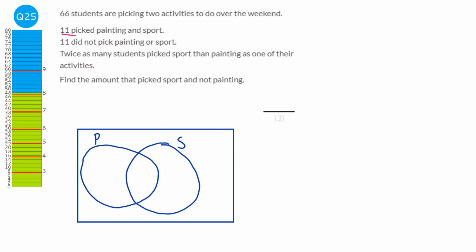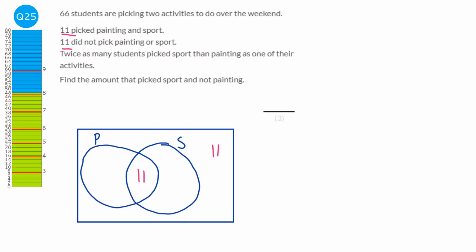So 11 picked painting and sport. So that will go in the middle, because that is painting and sport. And 11 didn't pick painting or sport, so they can sit on the outside. Now here's the problem. It says twice as many people picked sport than painting as one of their activities.